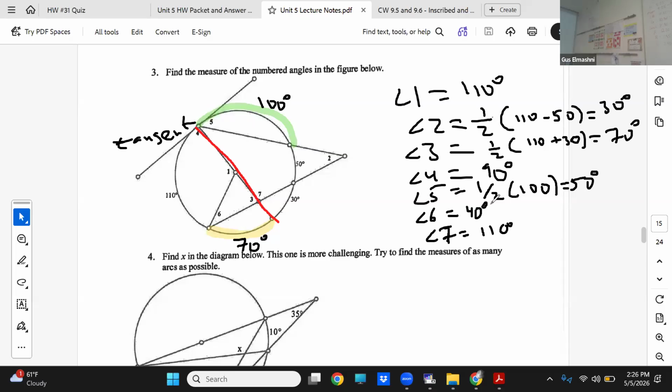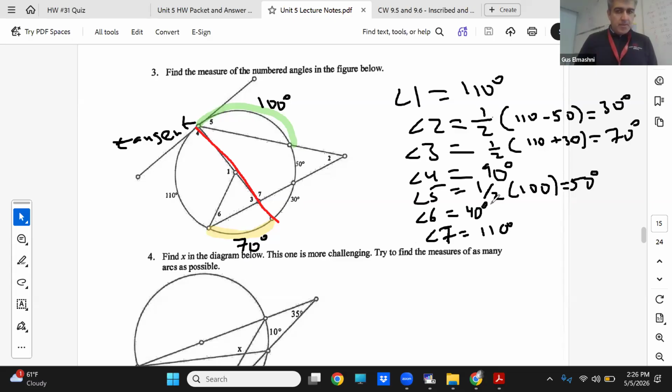Right, because that's 110. Then this is 70. And you know, angle 3 is also 70, so 6 has to be 40. And angle 7 is 70, right? Yeah, sorry, 110. So it's 110. You use what you already generated from previous parts together. Yeah, or you just see what you already generated. Sure. Okay.